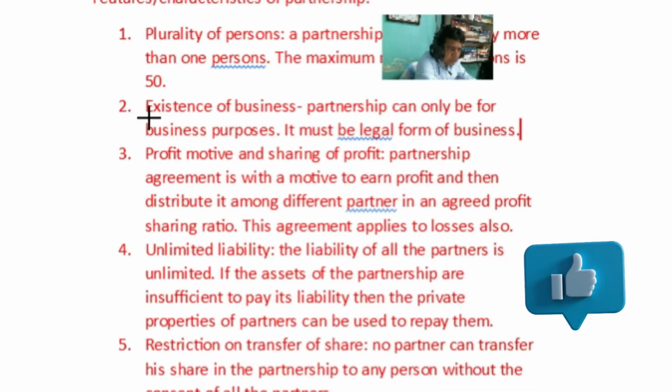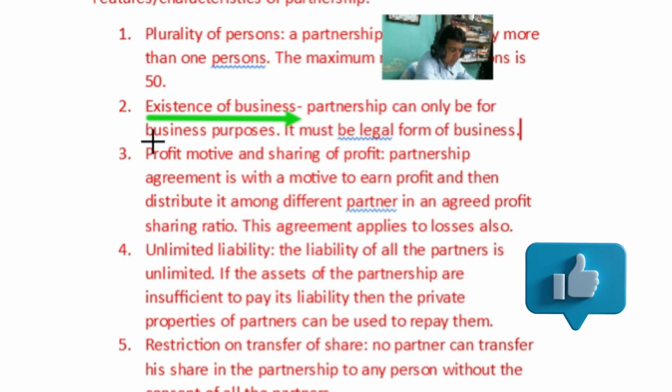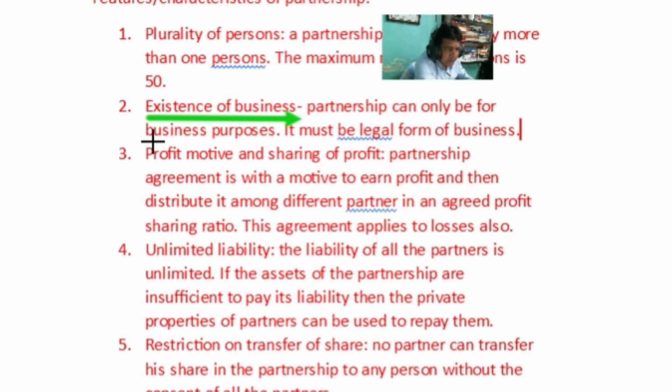The next essential feature of partnership is the existence of a business. Partnership can only be for business purpose. An association of persons for charitable purpose or religious purpose cannot be termed as partnership business. It must come into existence for earning of profit. It must not be confined to paperwork, and it should not be fake. It must undertake business activities of production, distribution, or providing services for profit earning. It is not to be formed for namesake, and it must be a legal form of business.